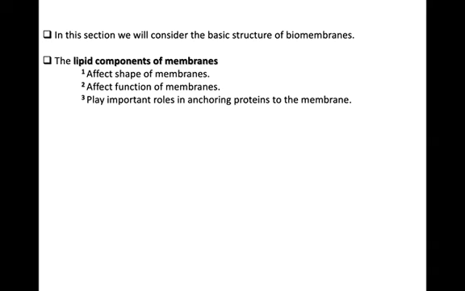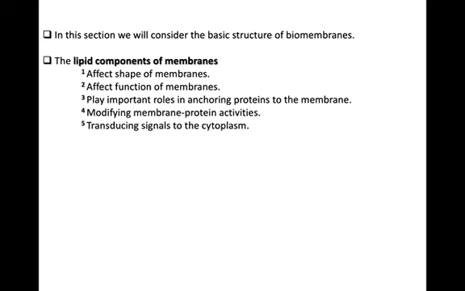So in this section, we will consider the basic structure of biomembranes. Actually, the first component is the lipid component of membranes. It affects the shape of the membrane, affects the function, and plays a very important role in anchoring proteins to the membrane. It modifies membrane protein activities, and it also transduces a signal to the cytoplasm. So the lipid in the membrane transduces the signal coming from outside the cell into the cytoplasm.